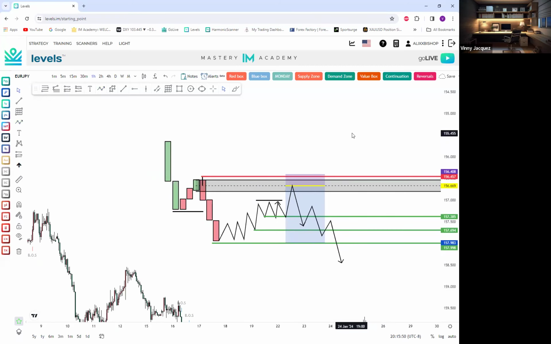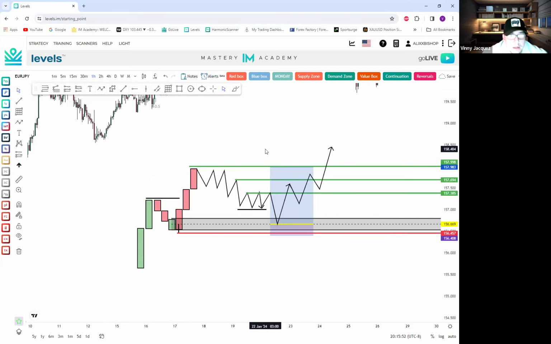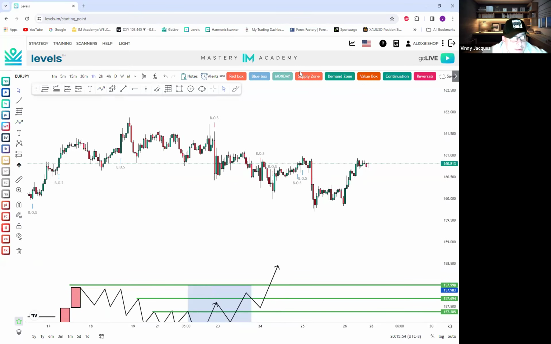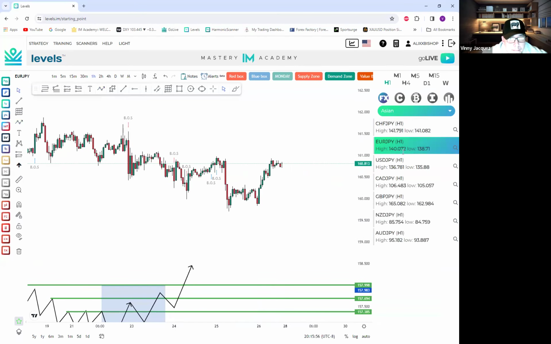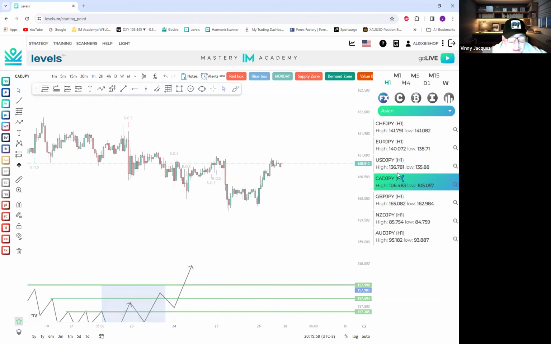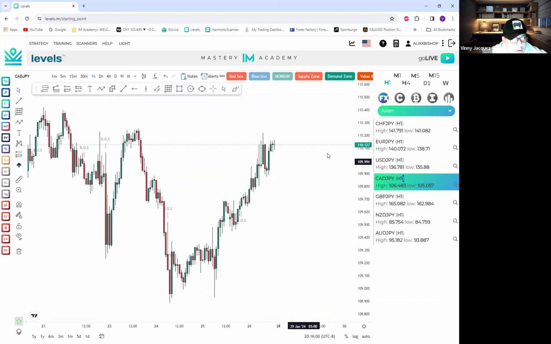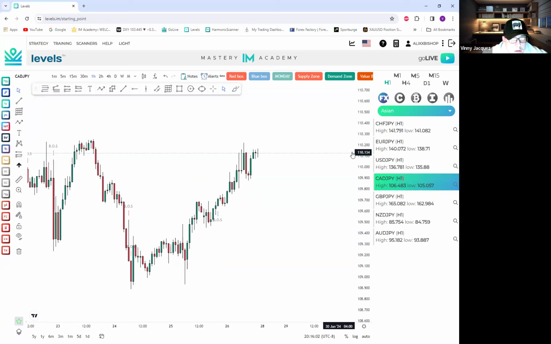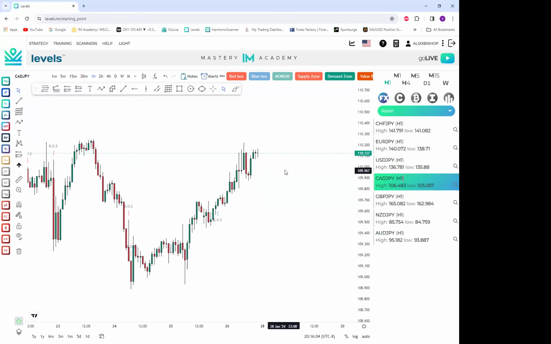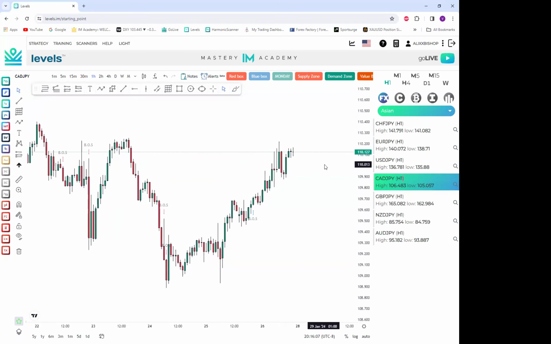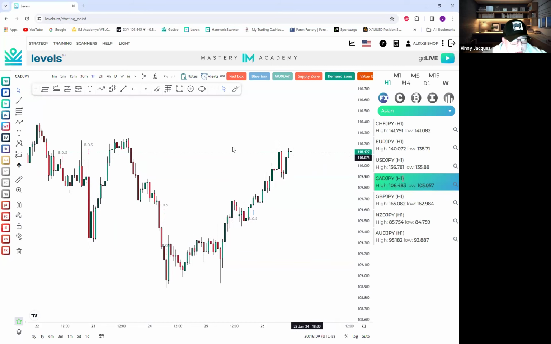So boom, let's go ahead. Oh, I flip that thing back. She said CAD JPY. CAD JPY? CHF. I think it was CAD. It was CHF. I'm on my phone, so I'm trying to send you a screenshot. All right, that's cool. Let's see if we could find some type of setups in here.